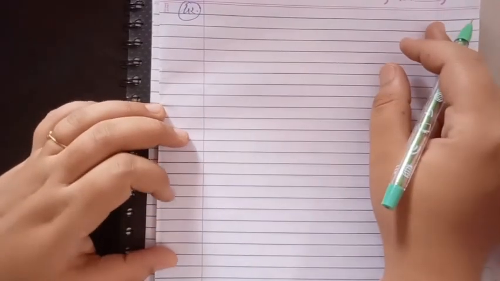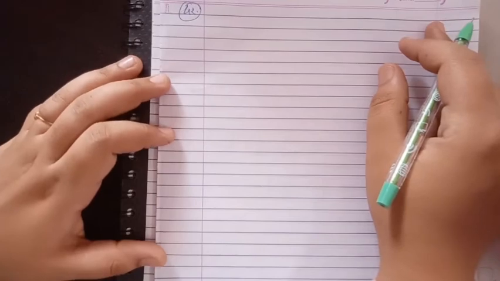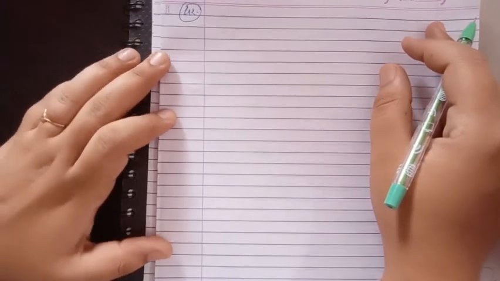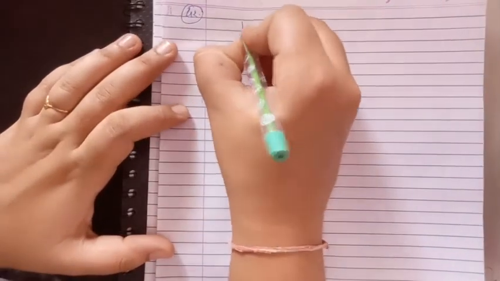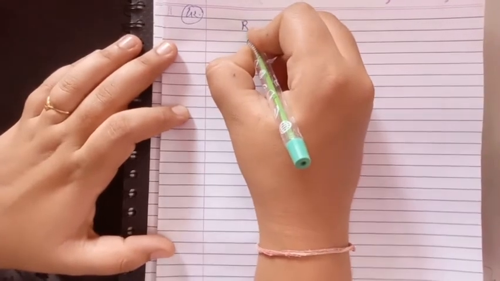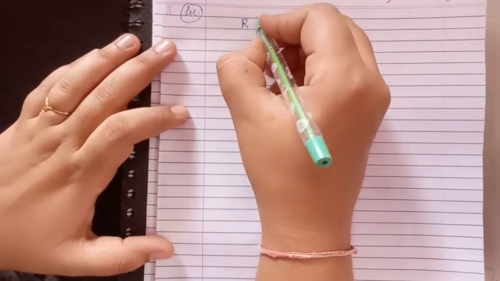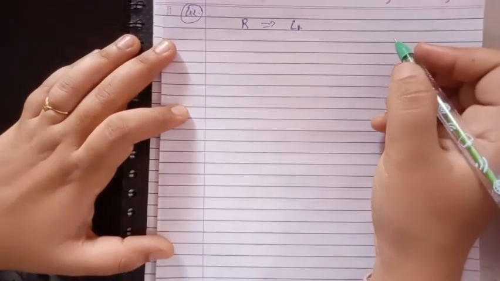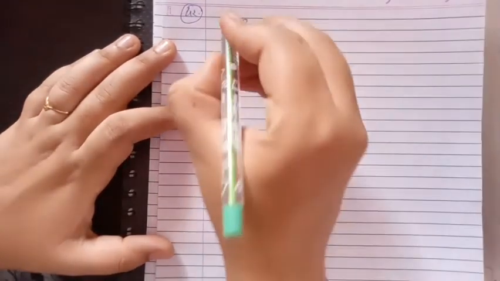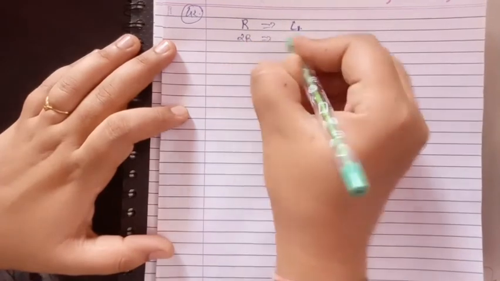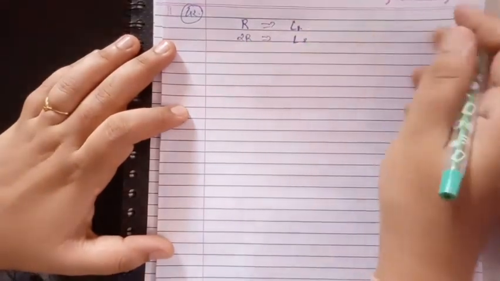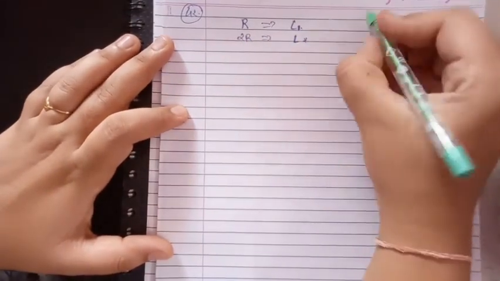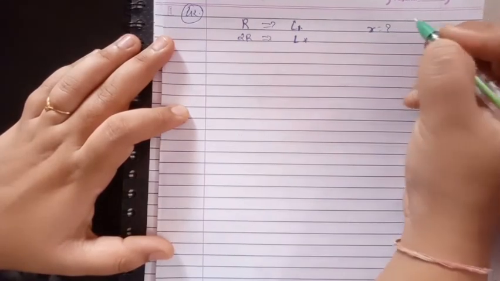In question number 42, in the determination of the internal resistance of a cell using a potentiometer, when the cell is shunted by resistance R and connected in the secondary circuit, the balancing length is found to be L1. On doubling the shunt resistance, that means the resistance will be 2R, the balancing length is found to be L2. We want to find the value of internal resistance r.